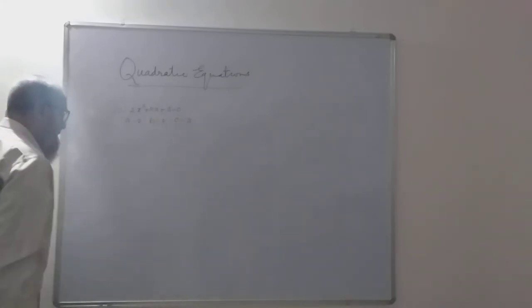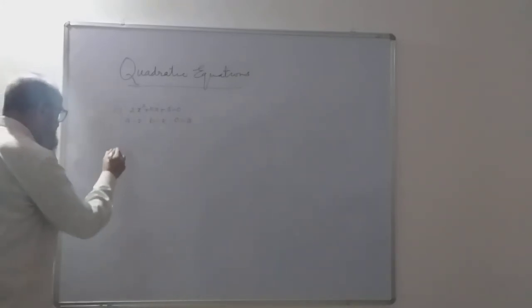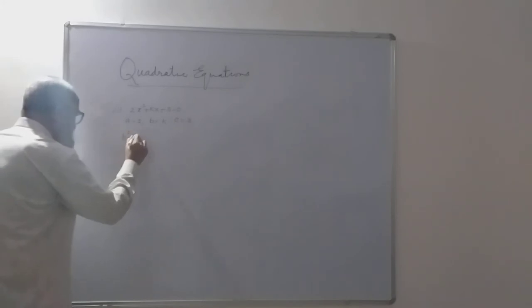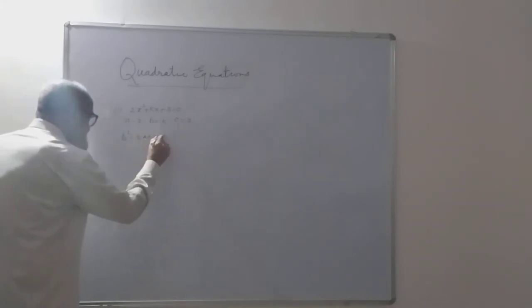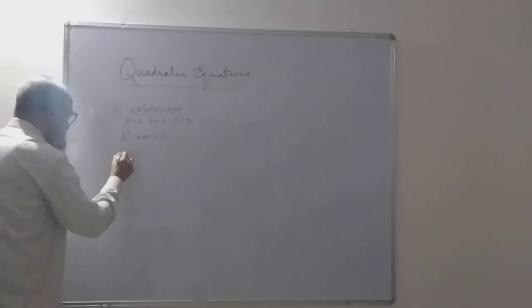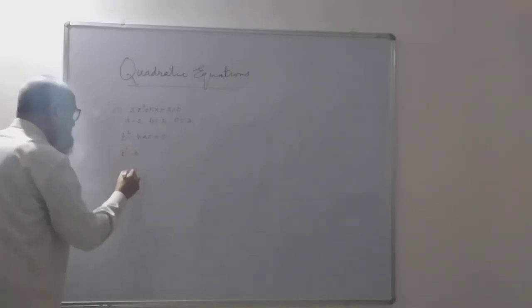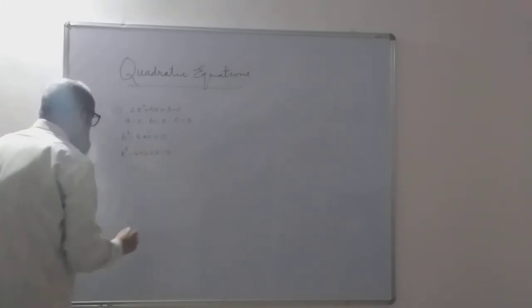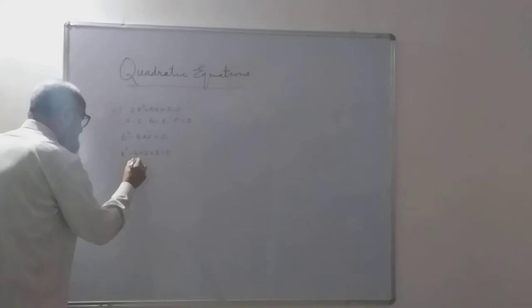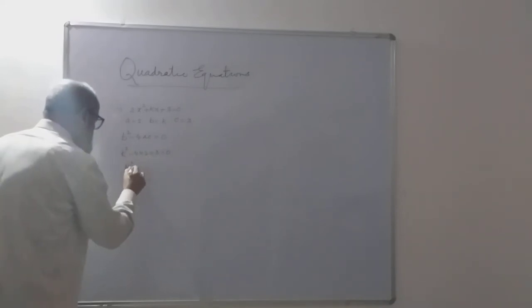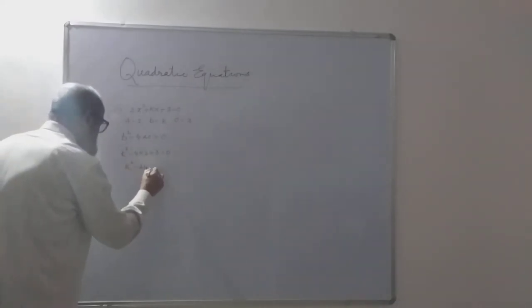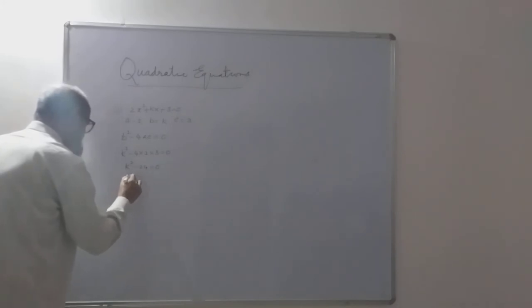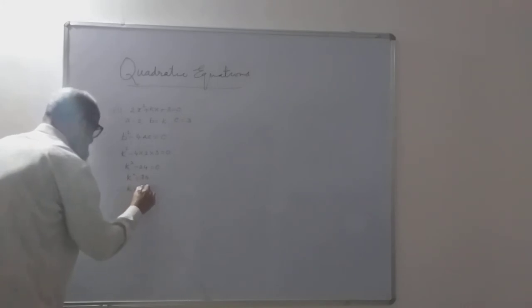Now, if the equation is to have equal roots, then b square minus 4ac must be equal to 0. So b square, k square, minus 4 into 2 into c, that is 3, must be equal to 0. So k square minus 4 into 2 is 8, 8 into 3 is 24, is equal to 0. So k square is equal to 24, or k is equal to square root of 24.